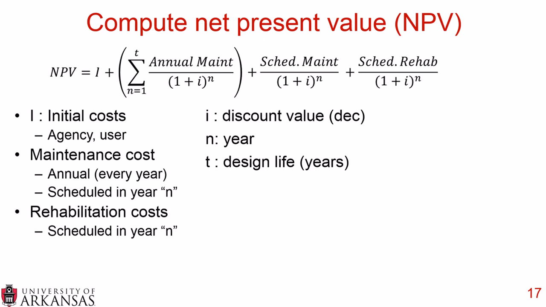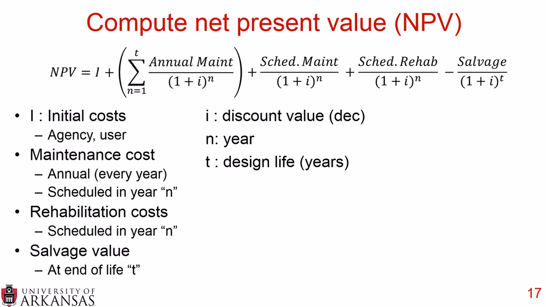You have scheduled rehabilitation costs, also in year N. And you can see that we're adding all of these together. We have the initial costs, the maintenance costs, and the rehabilitation costs. But then we subtract the salvage value, which is at the end of life, or the end of the analysis period, T. And the salvage value can be computed with this equation.